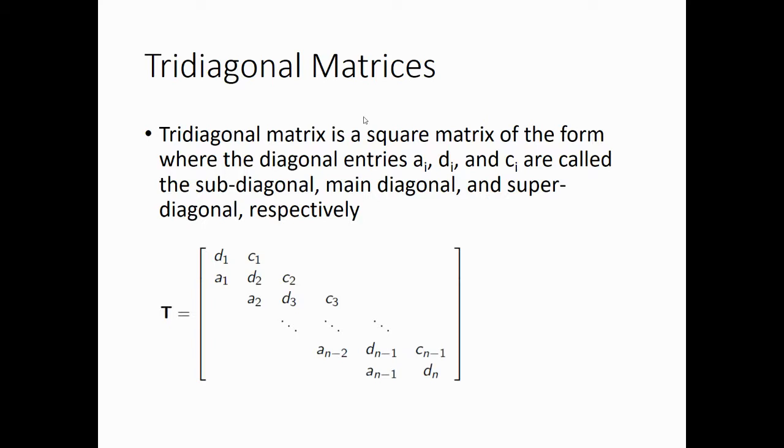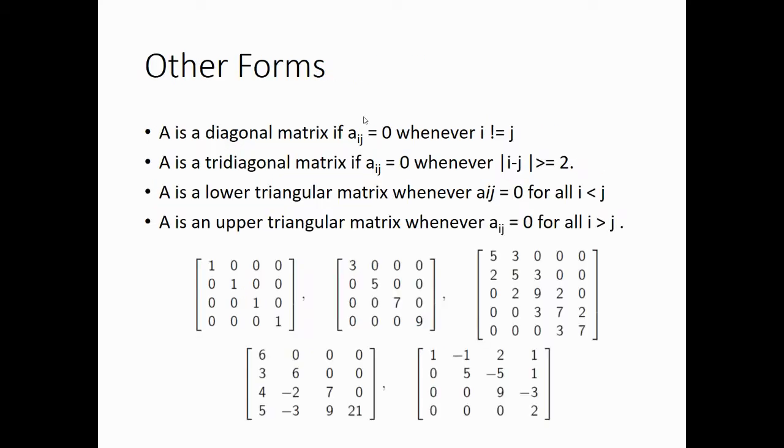The tridiagonal matrix is a square matrix of this form where the entries a sub i, d sub i, and c sub i are called the subdiagonal for the a sub i's because they're below the main diagonal, the main diagonal, which are the d's, and the superdiagonal, which are the c's because they're above the diagonal. We can also have efficient storage for these matrices. Basically we only need 3n minus 2 storage spaces, and we have specialized systems for solving them more rapidly. So if you have something in this form, it's good to recognize that it's in this form or any type of banded form because they can be more readily solved.